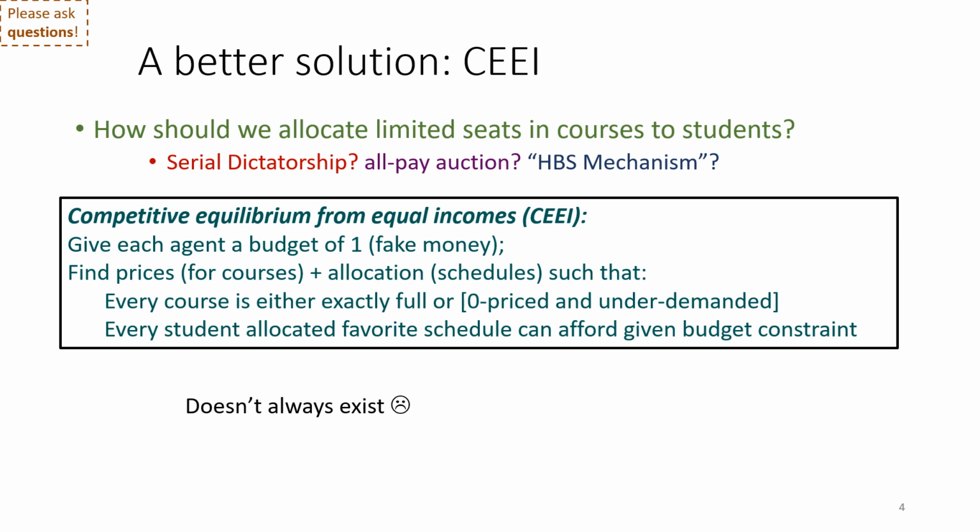On the other hand, there is an equilibrium concept called CEEI, namely competitive equilibrium from equal incomes, which could produce allocations satisfying many super nice properties. Basically, each student is given the same amount of fake money, and we try to find prices for each course and a corresponding allocation such that the market clears and every student gets her favorite bundle she could afford. However, the bad news is the equilibrium doesn't always exist.